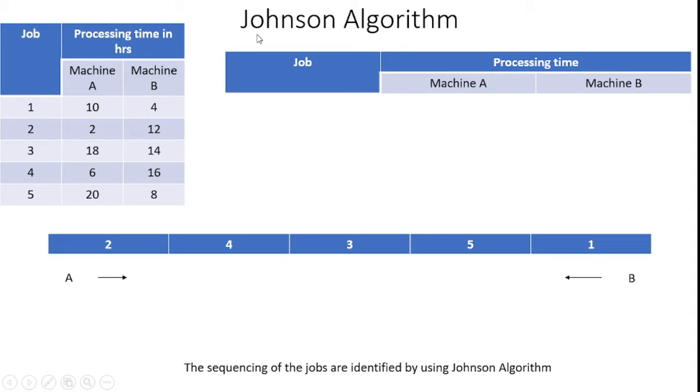Through the Johnson algorithm. In the Johnson algorithm, the first step is to select the smallest time occurring in the list for machine A and machine B. I compare all the 10 values with each other. From the available values, 2 hours is the minimum. The 2 hours is available with job 2 and lies with machine A. So how can I allocate? How can I sequence the job?